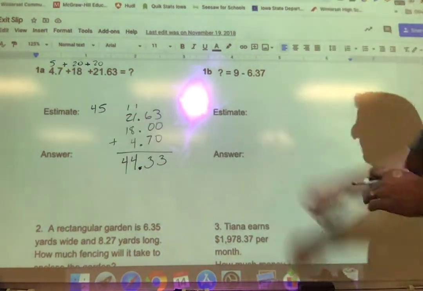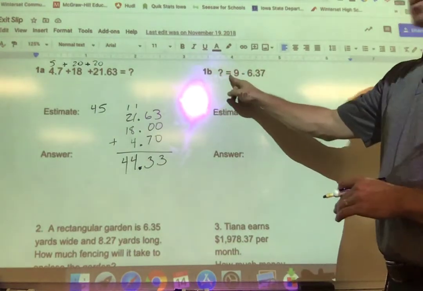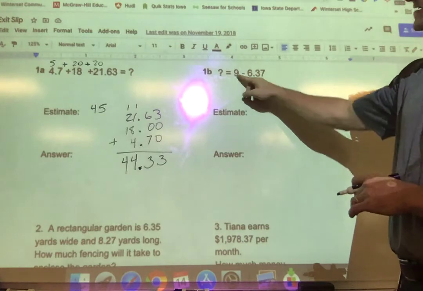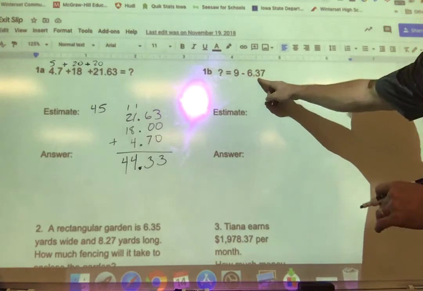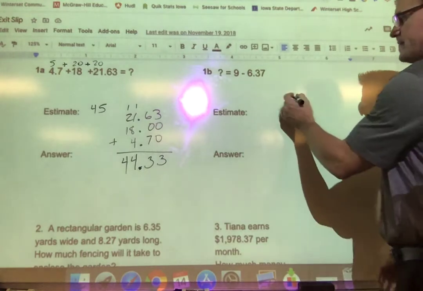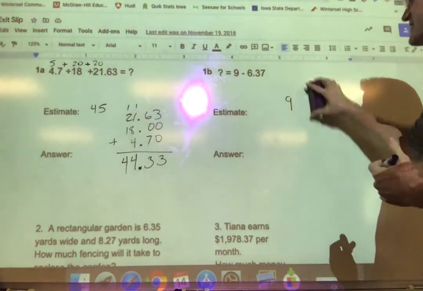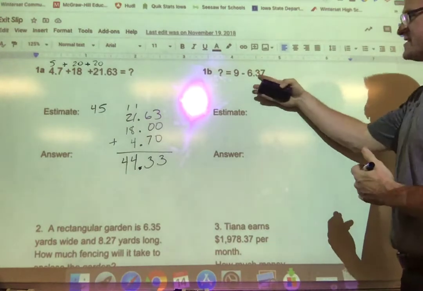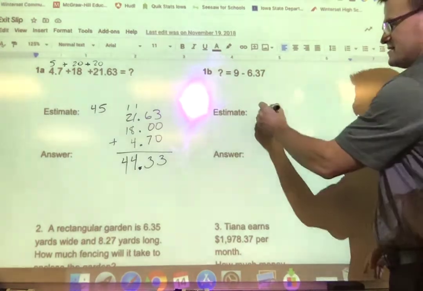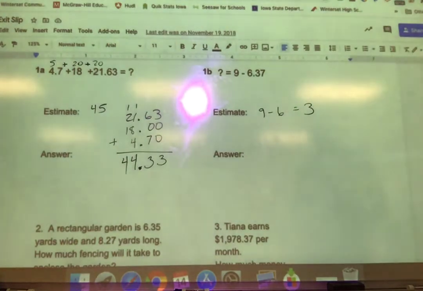Okay, doing a little subtraction here. Again, just because the answer's on this side, it doesn't mean we go this way. We always read it left to right, guys. This is 9 take away 6 and 37/100. We're just putting the answer on the other side. Well, first of all, let's estimate. 6.37 is still pretty close to 6. So I could be thinking 9 minus 6. My answer should be close to around 3.